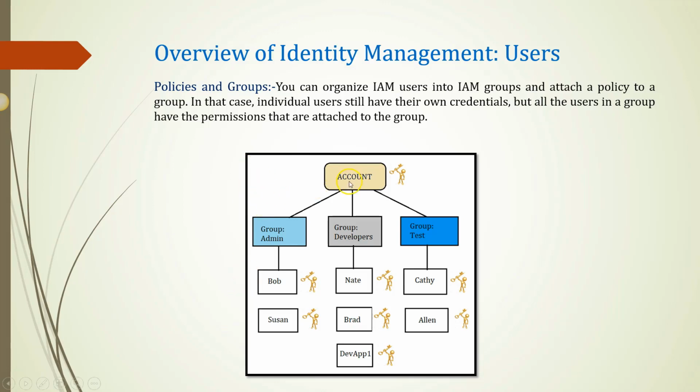So in this figure you can see that this is the account. The person who created the account has root credentials, and he created 3 different groups in the account. The first group is admin, which has 2 users, for example Bob and Susan, and they have their own credentials. For the group developers, we have 3 different users, Nat, Brad, and DevApp1, who have their own credentials. Similarly, in the group test, we have 2 users, Kathy and Ellen, and both users have their own credentials.